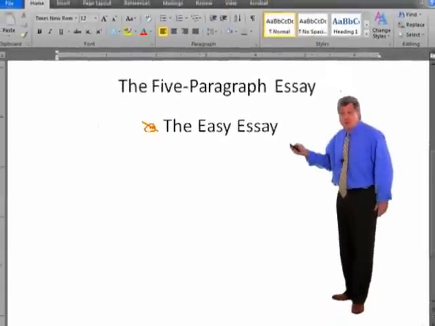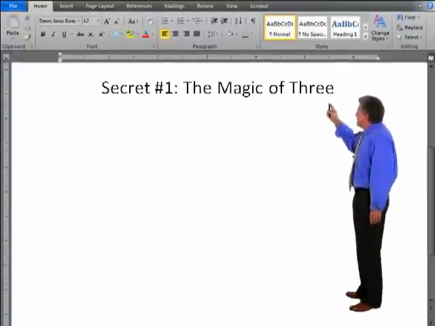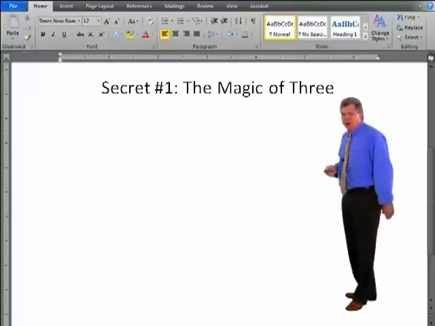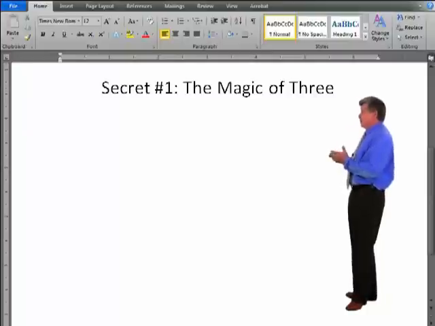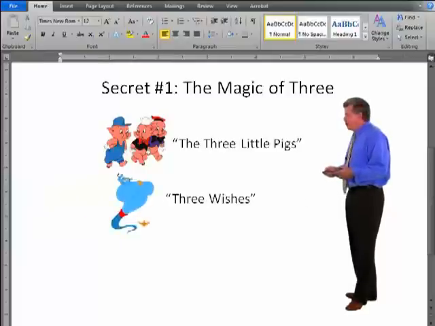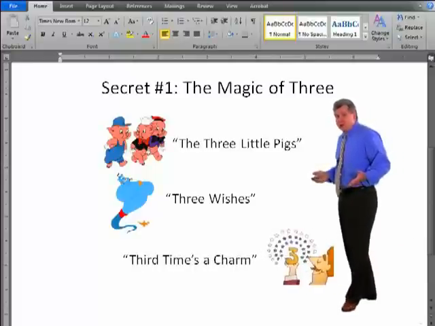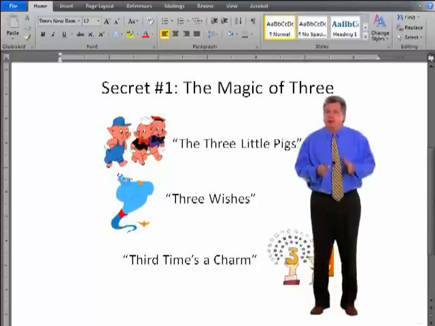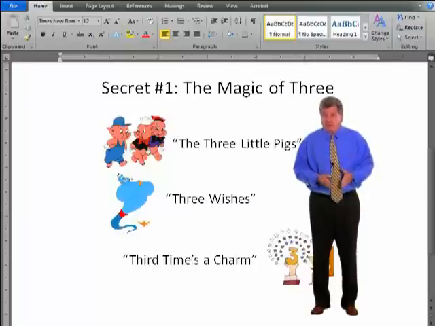And that first formula is the magic of 3. You know, 3 has an important place in our culture, a kind of a magic place in our culture, whether it's something like the 3 little pigs, or the 3 wishes that you get from a genie, or sayings like 3 times a charm, or 3 strikes you're out. 3 seems to have an important place in human memory. And we're going to use that important place and the role it plays in human memory to help create our 5-paragraph essay. And this is how we're going to do it.